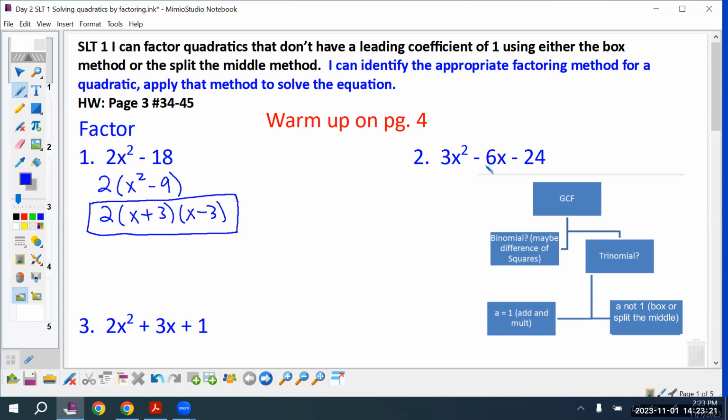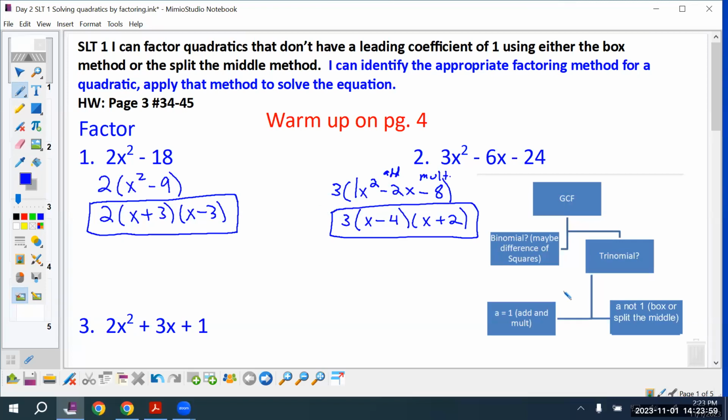Number 2, I see I have 3, 6, and 24. Those are all divisible by 3. So when I factor out the 3, I'm left with 3x squared minus 2x minus 8. Now, because this is a 1, I have a trinomial where a is equal to 1. So I'm thinking, what adds to -2 and multiplies to -8, and the numbers are -4 and +2. I got to carry the 3 along. So this is the factorization for number 2.